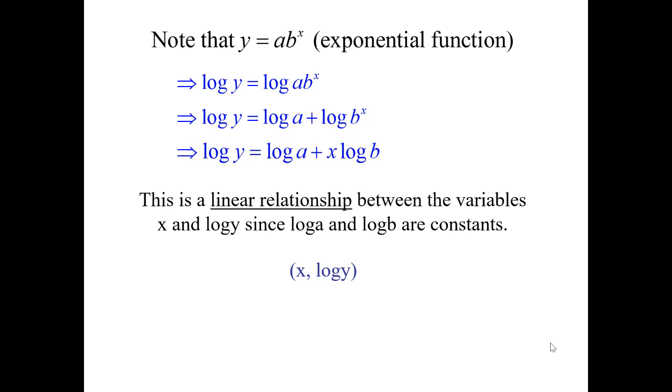This is a linear relationship. Log b is just a number, some constant. Since I now have a constant times x, I have a standard slope. It's a constant rate of change. That is a linear relationship between x and the log of y.